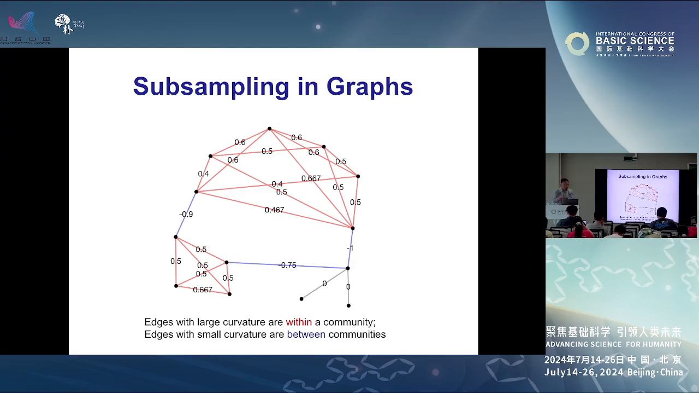Then we tried another similar one, with two communities plus some isolated nodes, and it gives us a similar result. All the edges within the community tend to be positive, those between the communities tend to be negative, and for isolated nodes, it tends to be almost close to 0.